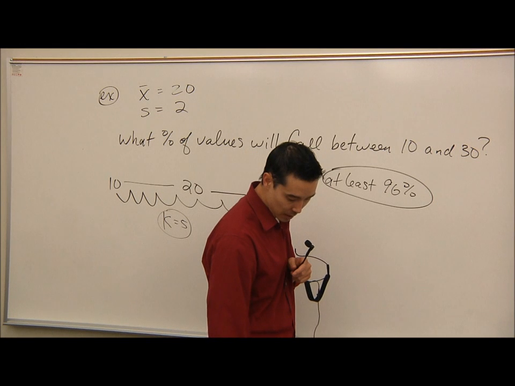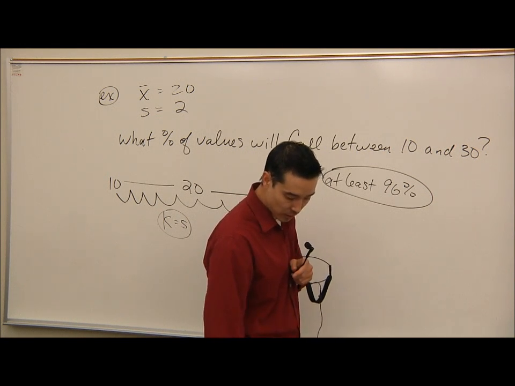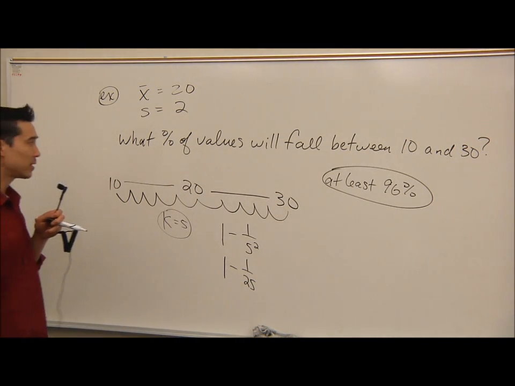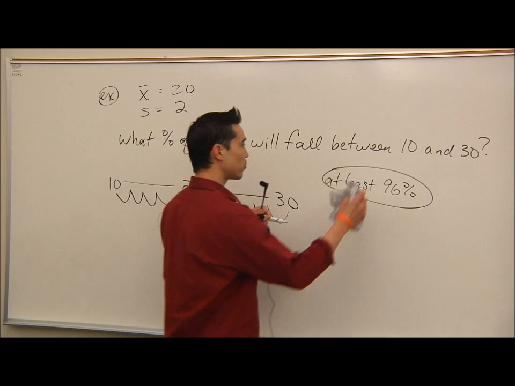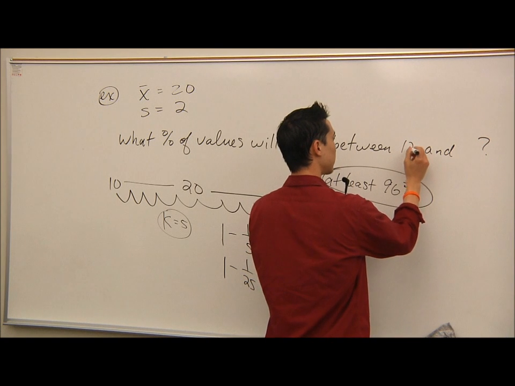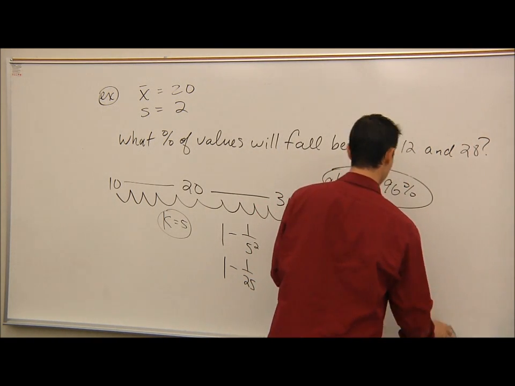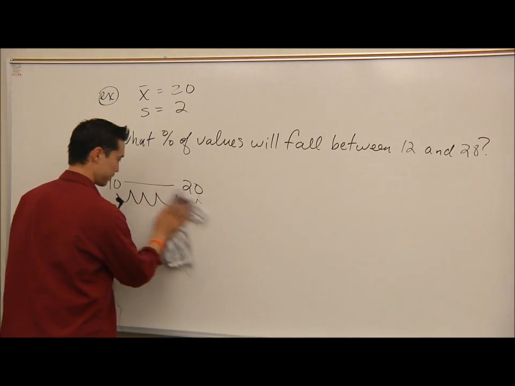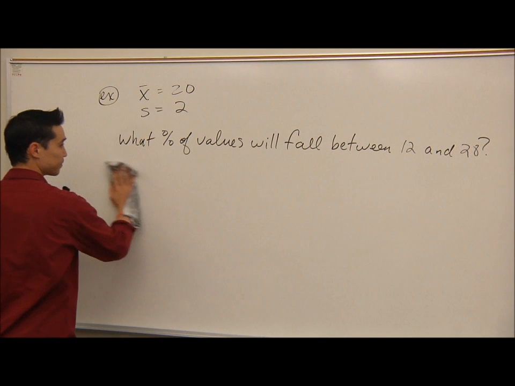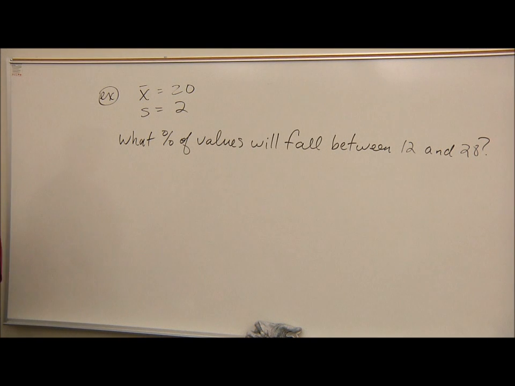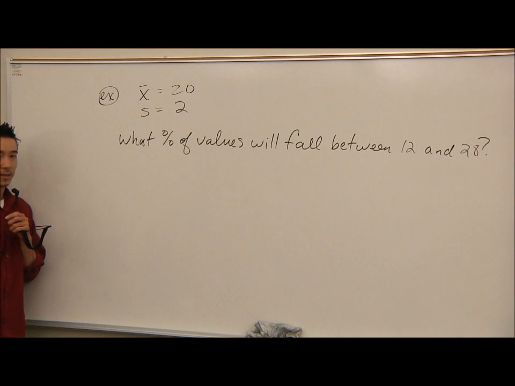Using this same setup, at least what percentage of values will fall between 12 and 28? Okay, so using the same setup, you guys do this one. What percentage, at least what percentage of values will fall between 12 and 28? Pretty much the same problem, but now we're doing 12 and 28. Okay, go ahead, take a minute or two and see if you can solve that one for me. So count how many standard deviations it takes to get to those ends. Use that as your k number. Plug it into Chebyshev's theorem and see what comes out.